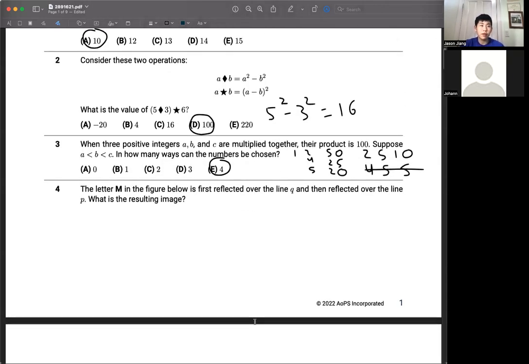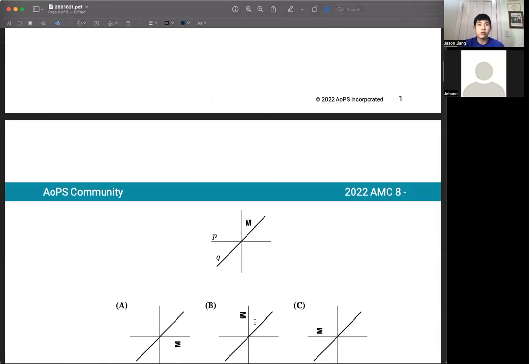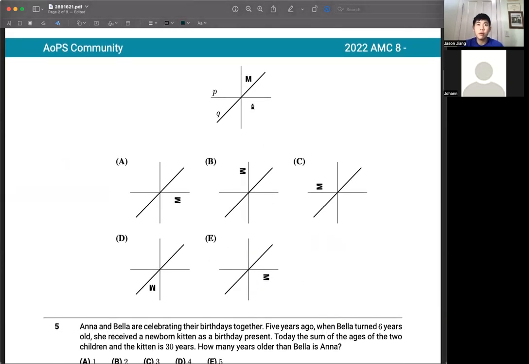Okay, we have the letter M in the figure below is first reflected over line Q and then over P. What is the resulting image? Okay, so first over Q and then over P. Let's first think about what happens when we reflect over Q. It's essentially, when we reflect over a line, it's the same as folding the paper over that line. And if you imagine folding the paper across this line, the resulting M is going to look something like that.